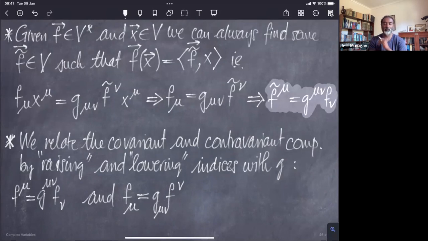So for example, if we were to restrict our attention to the vector space R to the n with the standard inner product being the dot product in R to the n, then everything that I've just been saying reduces to the standard things that you're already familiar with from doing dot products in R to the n, or in particular R cubed. And the metric on the space reduces to the standard delta mu nu on the space. Any questions?